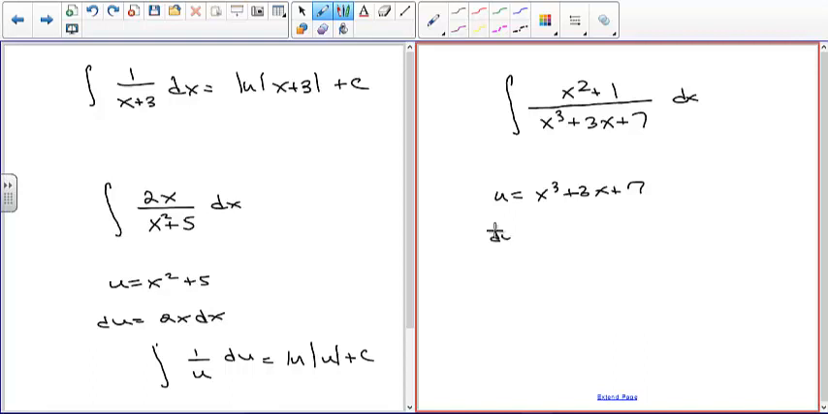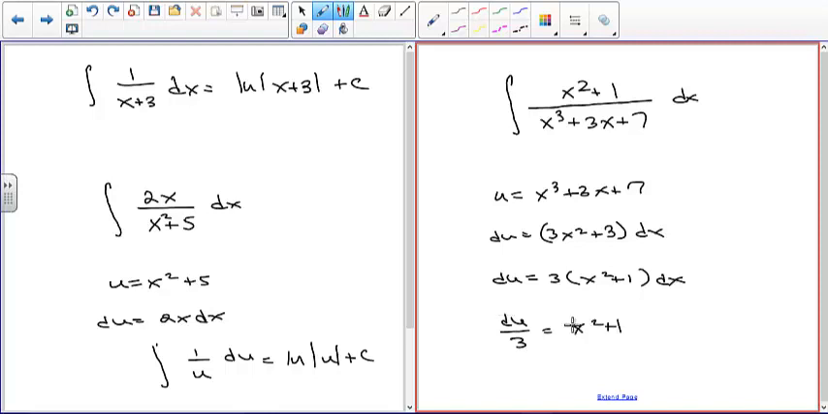So then I take the derivative, I get 3x squared plus 3, this whole thing times dx. And I go back to my original integral and I say, do I have 3x squared plus 3? Well, not exactly, but if I factor out the 3 in my du, I'll get x squared plus 1. And so now I do. So I divide both sides by 3. And now this does match up with that.